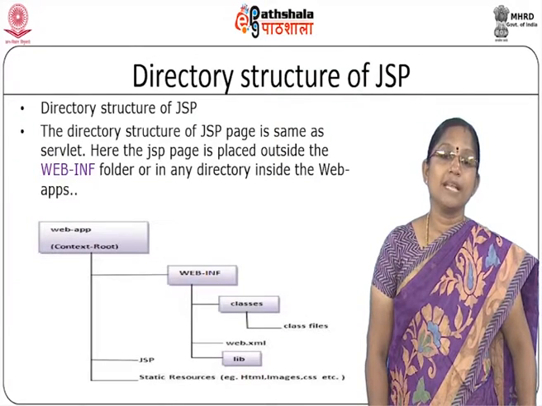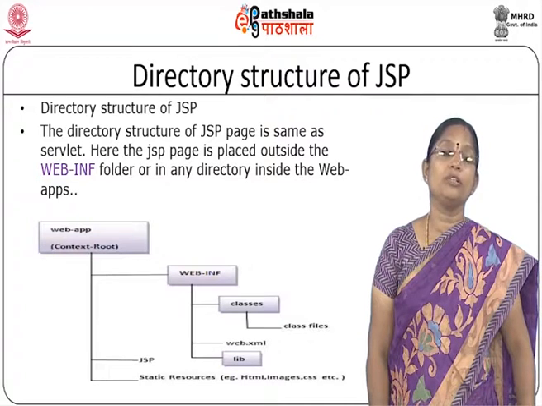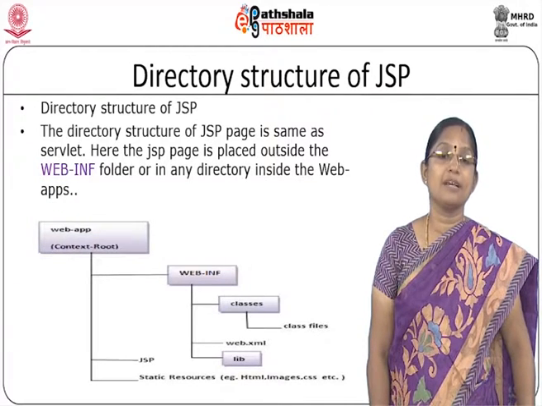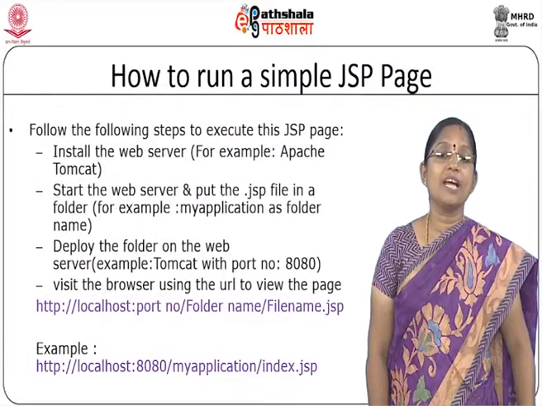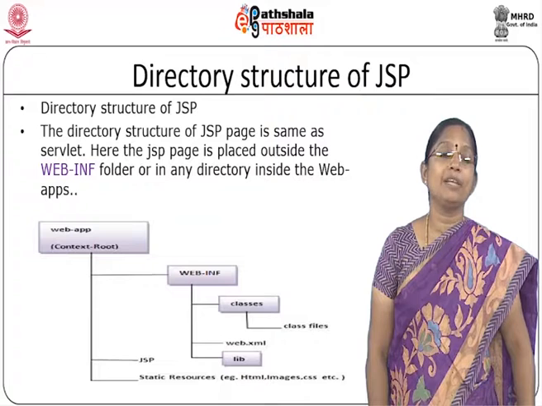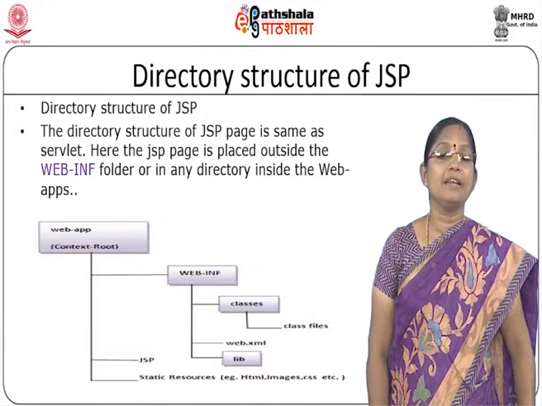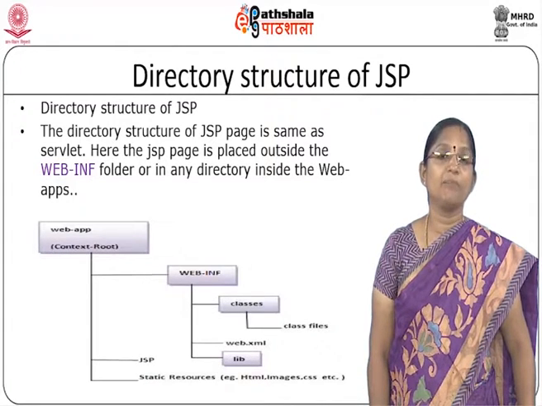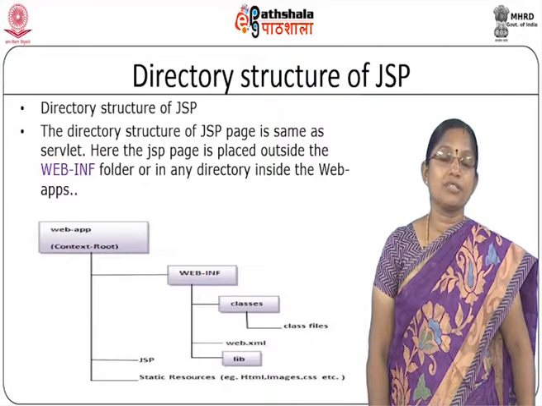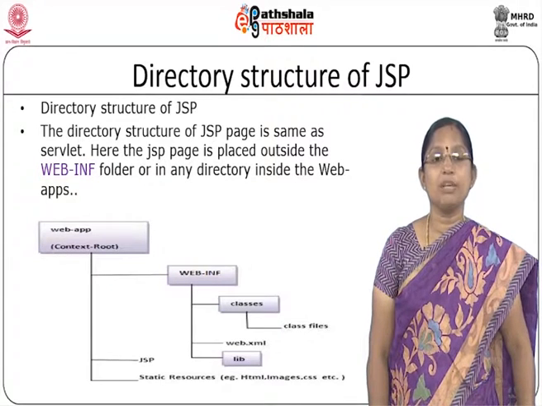So either you can place the JSP page in the web apps directory, or you can create a folder in your desired name. In the previous example, we have assumed that it is called my application. Let us place this my application folder in the web apps directory. Inside the my application folder, the JSP file can be placed. Apart from that, static resources such as HTML and images can also be placed in the web apps directory. Okay. So this is the directory structure we are going to use for JSP with respect to Tomcat.